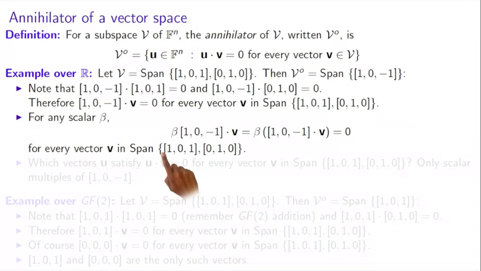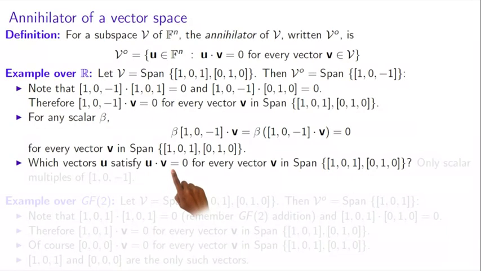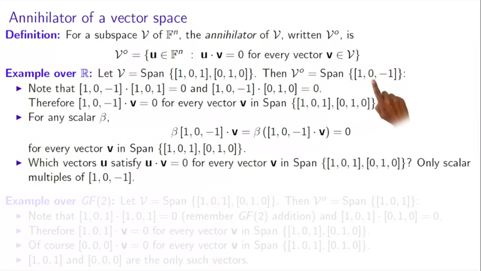Also, any scalar multiple of (1, 0, -1) has a zero dot product with every such vector. We've shown that every scalar multiple of (1, 0, -1) lies in the annihilator of V. But perhaps the annihilator of V contains other vectors than those in the span of (1, 0, -1)? No. Every vector with a zero dot product with all of V must be a scalar multiple of (1, 0, -1). So that tells us that the annihilator is exactly the span of (1, 0, -1).